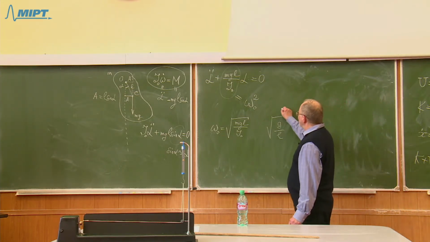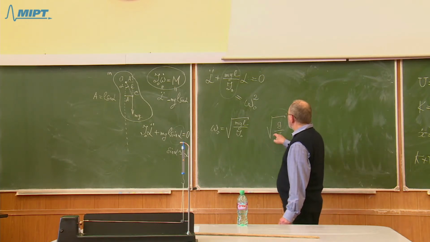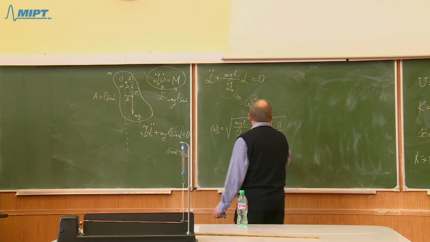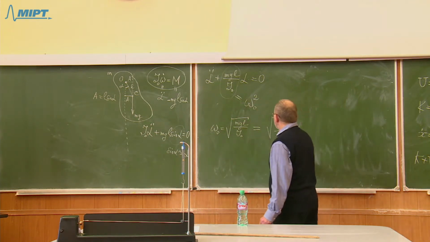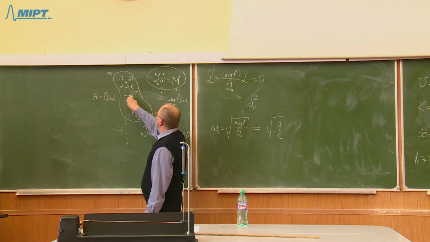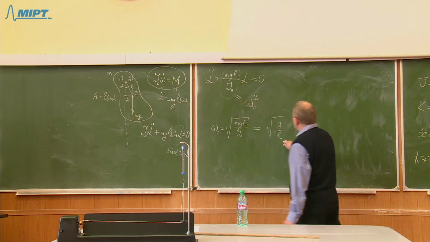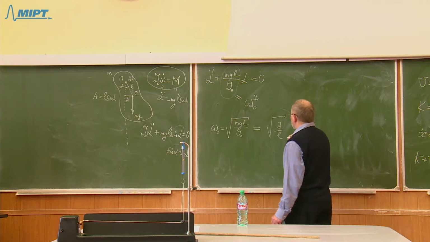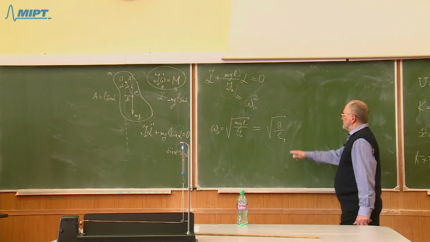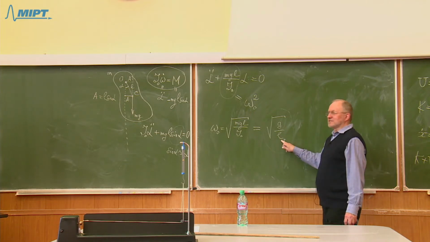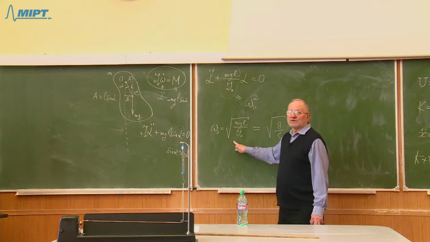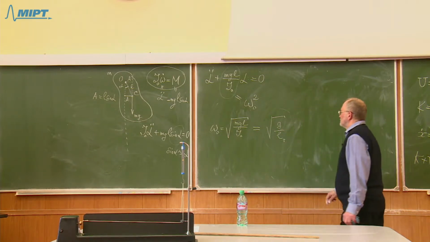So there must be such an ideal pendulum which has the same frequency as this physical pendulum. In this case, the two frequencies will be the same, but L will be different. Here, L is the distance from the point of suspension to the center of mass. And here, that will be some different L, which I will call the reduced L. That is the length of an ideal pendulum whose frequency is the same as the frequency of the physical pendulum.